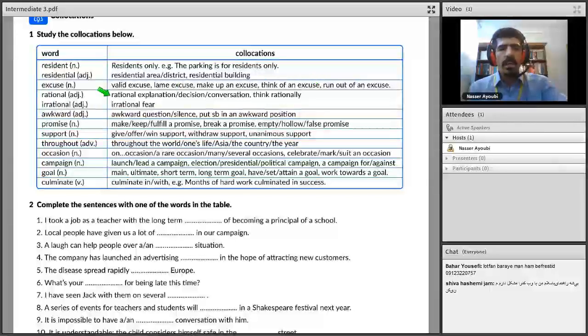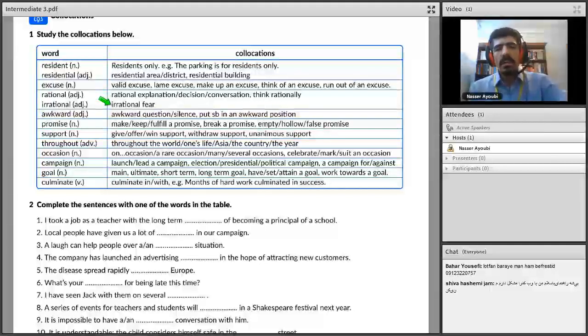Once they don't know what to say, they have run out of excuses. All right, rational, adjective. Irrational is the opposite. Rational means logical, irrational, illogical. Rational explanation, rational decision, rational conversation. Think rationally. Rationally is the adverb. Think rationally, logically.